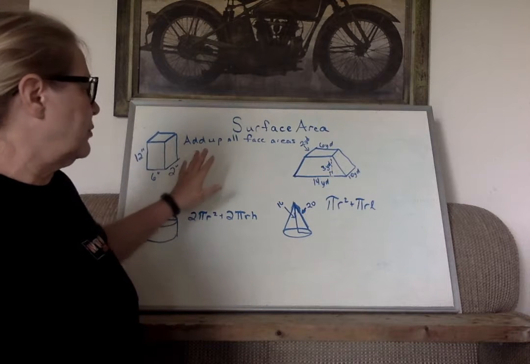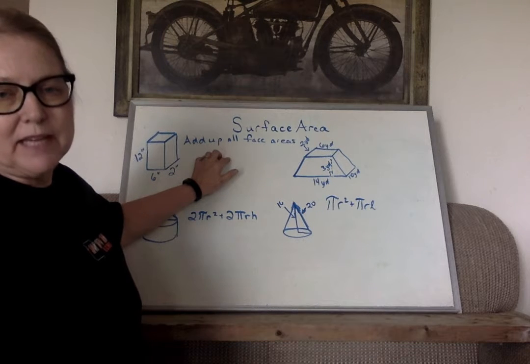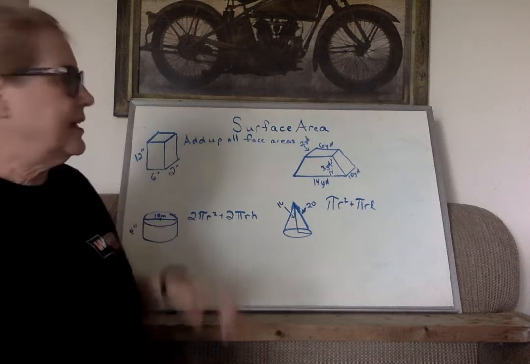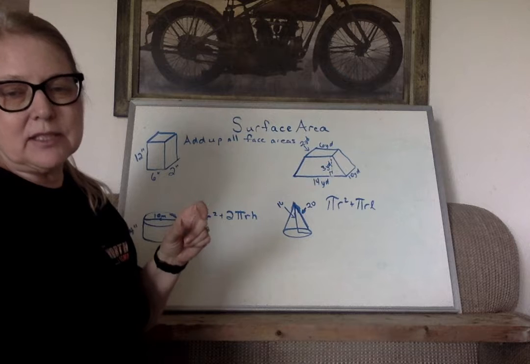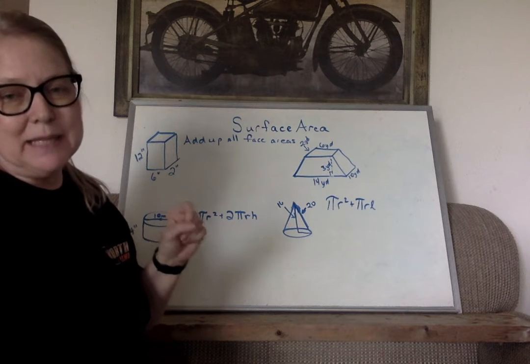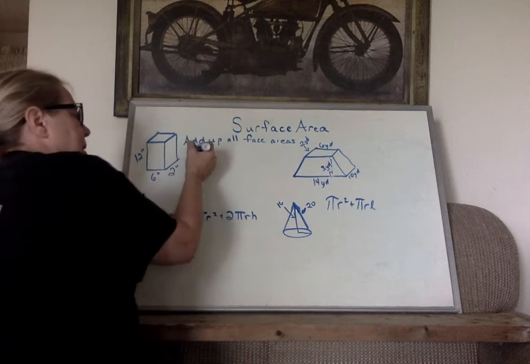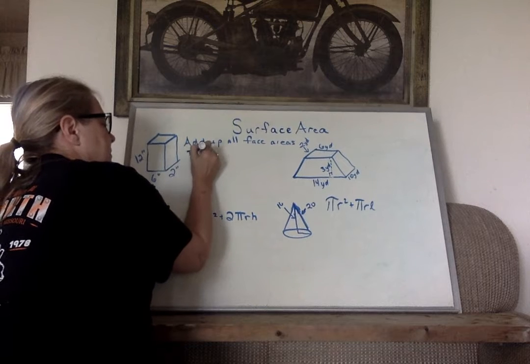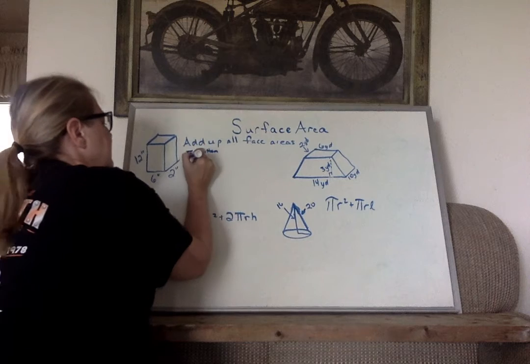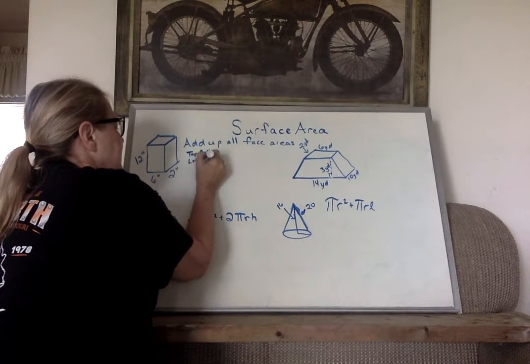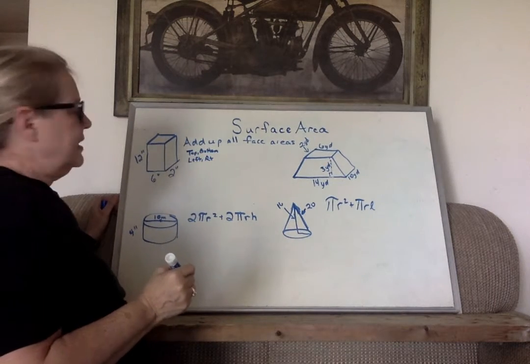Rectangular prism, the only formula it said is add up all the face areas. That's all the sides. And in a rectangular prism, all the sides are rectangles. Then you have to think about how many sides there are. Well, there's the top and bottom. There's the left and right. And there's the front and back.